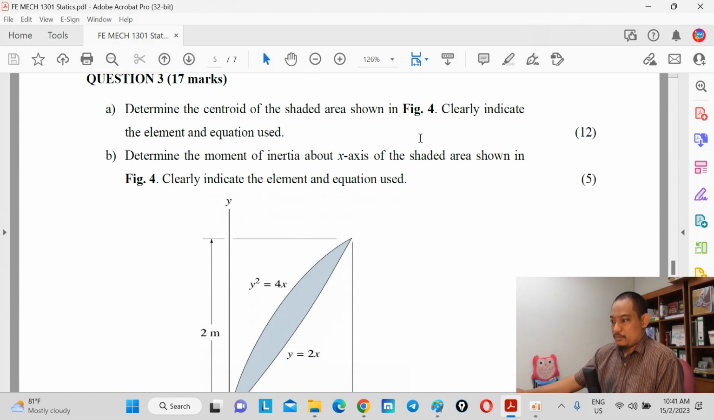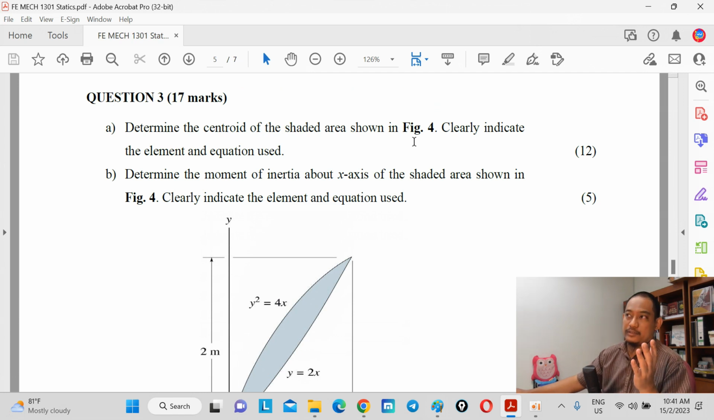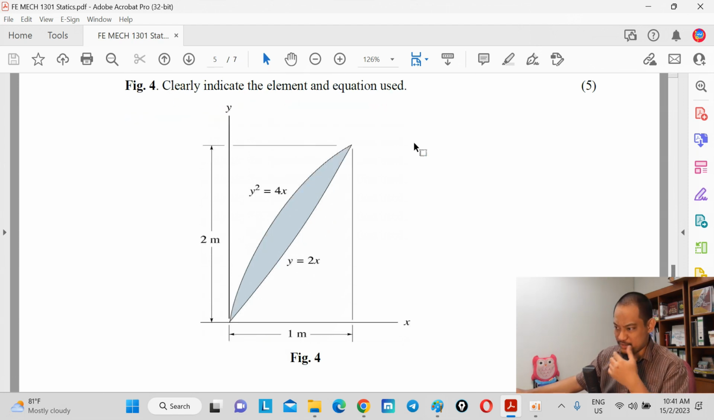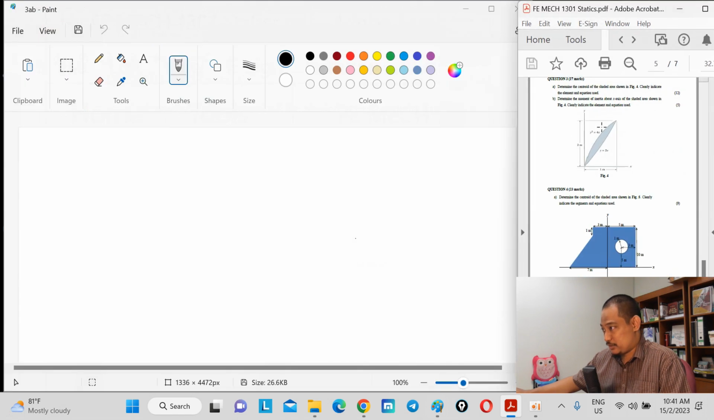So we have this area. Determine the centroid, clearly indicating the element used. If you know there's a vertical element and a horizontal element, the answer from using both should be the same, but one can be longer than the other. But in this case, it's quite similar, I think. But it depends; when we do it, we'll see, right? So part B is moment of inertia. We'll do one by one. Part A first: determine the centroid.